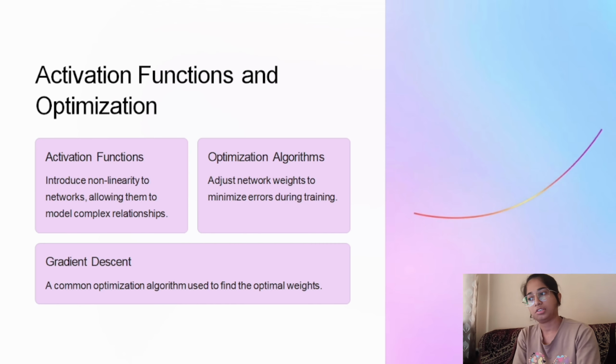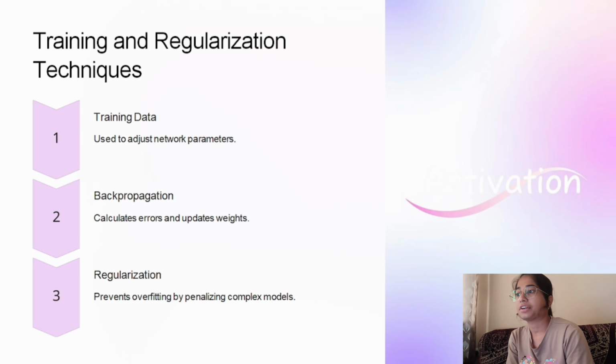Activation function and optimization. Activation functions introduce non-linearity to networks, allowing them to model complex relationships. Optimization algorithms adjust network weights to minimize errors during training. Gradient descent is a common optimization algorithm used to find the optimal weights. Training and regularization techniques. Training data is used to adjust network parameters. Backpropagation calculates error and updates weights. Regularization prevents overfitting by penalizing overly complex models.